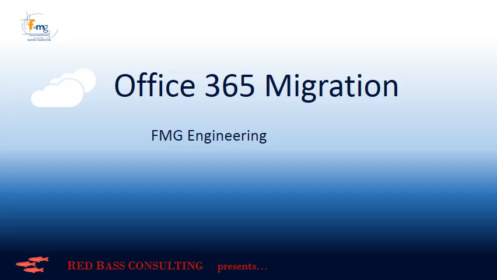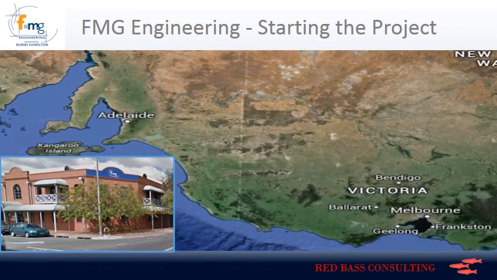Today we're going to be looking at migrating to Exchange Online, part of Office 365. FMG Engineering, with headquarters here in Adelaide, South Australia, run a modern data centre servicing the head office and branch office in Melbourne. Fully virtualised with Hyper-V, the organisation decided to look at Exchange Online to provide 24/7 email services impervious to local data center outages.